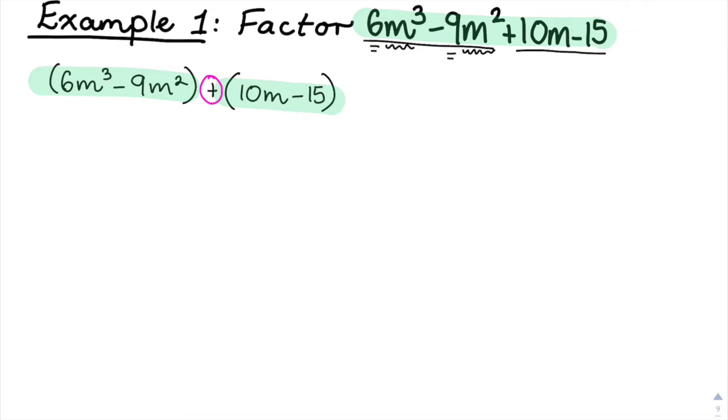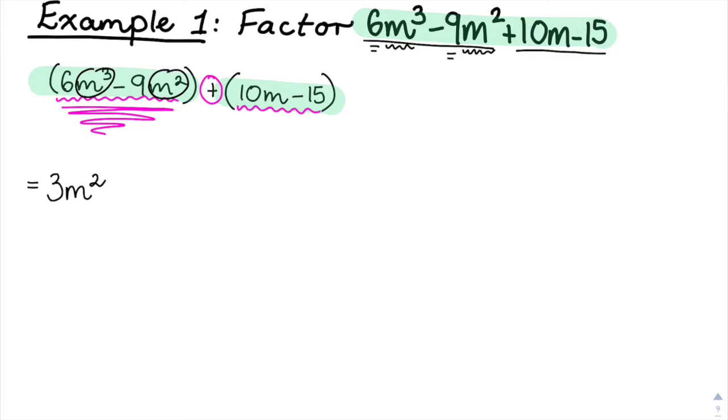In our next step, we're going to focus on factoring each set of the parentheses. Let's start with 6m cubed minus 9m squared. I can already tell that the greatest common factor between 6 and 9 is 3, as 3 goes into 6 and into 9 perfectly. Then I'm going to focus on our exponents here. We've both got m in common. One is to the power of 3 and the other is to the power of 2. What I do is I just take the variable with the lowest power. So I'll take the 2 out. So we've got 3m squared.